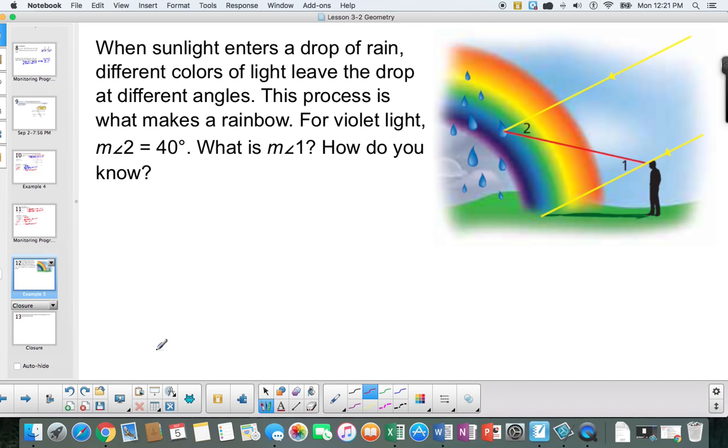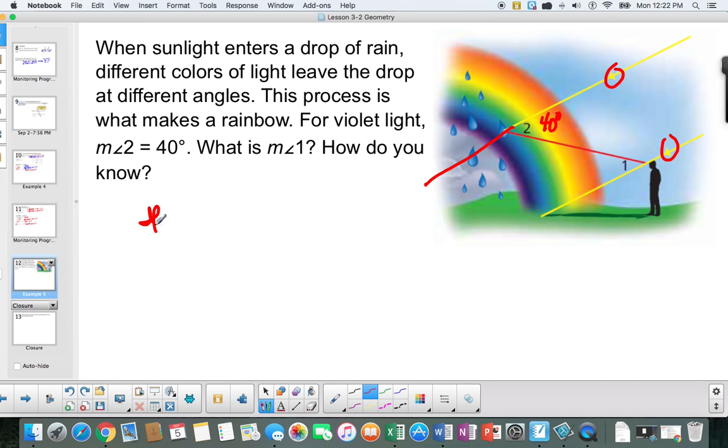All right, let's take a look at this picture. We are being told that angle 2 is 40 degrees, so I'm going to put 40 degrees here. And I see some parallel lines. If you need to, you can make these lines even longer. We can see that these are interior angles. They're on different sides of the transversal, so they're alternate interior angles.